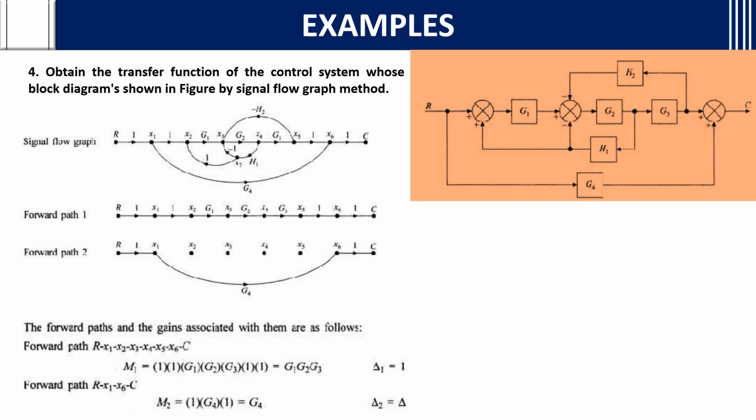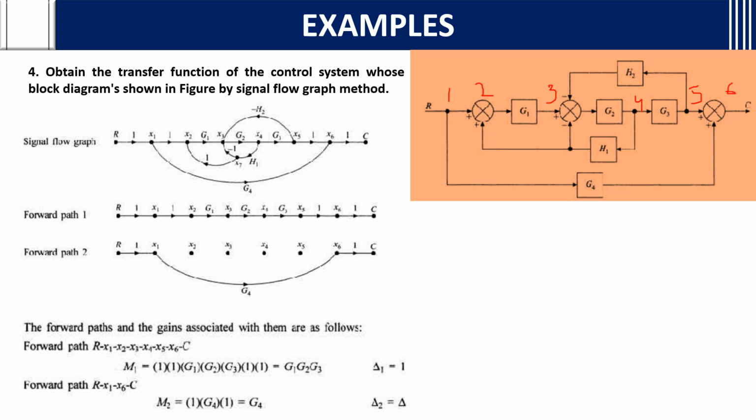First, what will you do? First you will make the points. First is R, then you have 1, 2, this is 3, this is 4, this is 5 and this is 6.